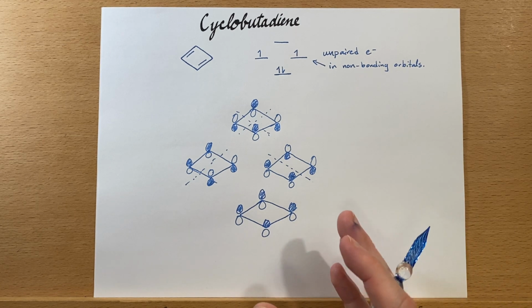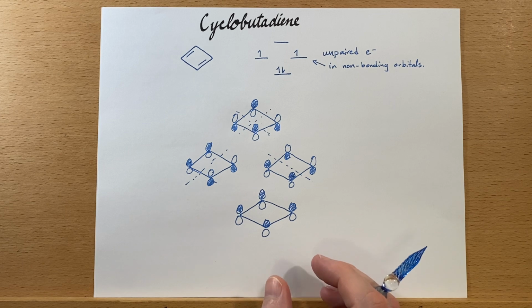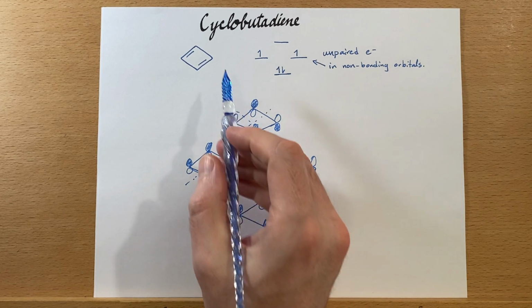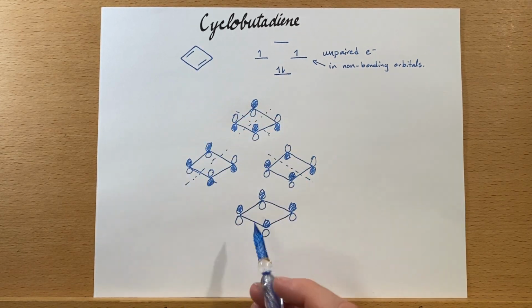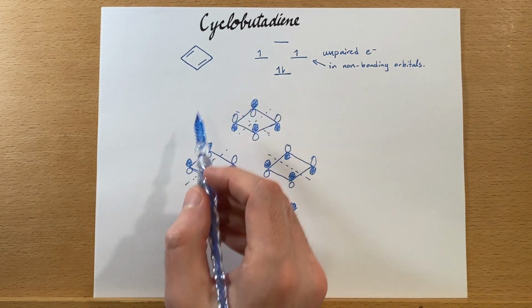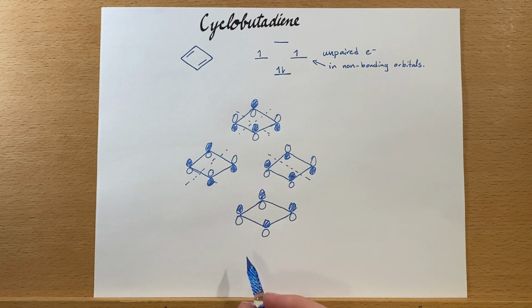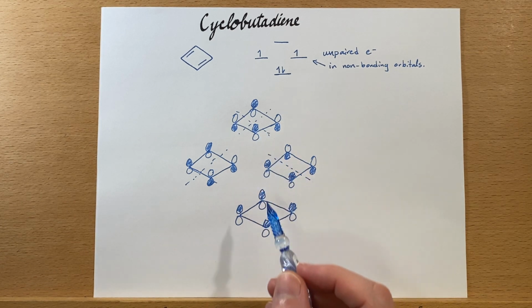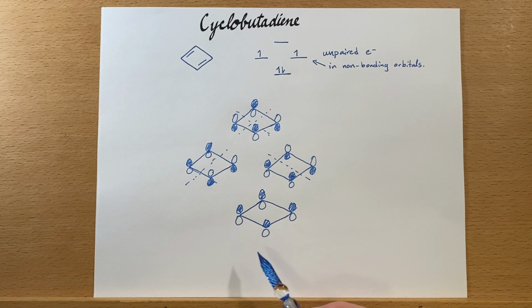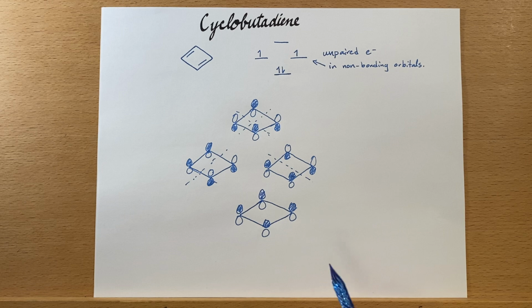Keeping in mind that we're really only examining the pi system, so really just the four p orbitals that are not hybridized as part of the rest of the structure there. And hopefully this explains why cyclobutadiene is not stable and anti-aromatic.